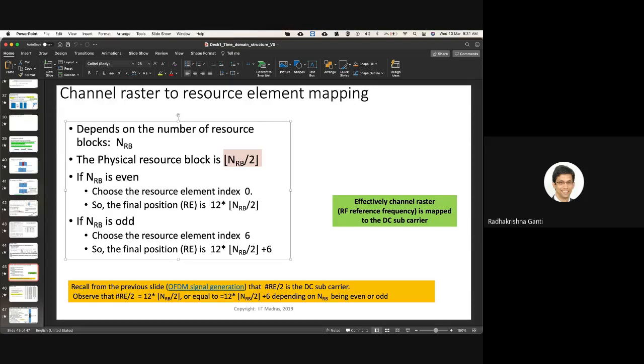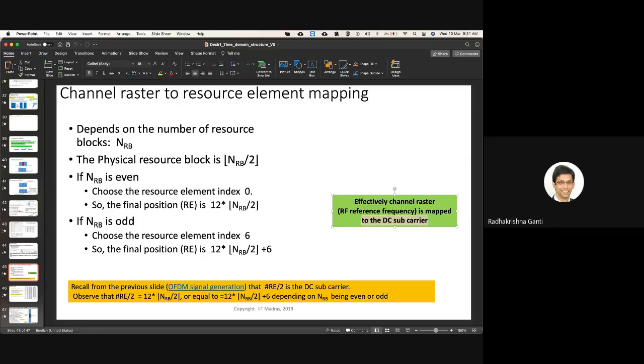272 is... 136, sorry. 136 resource blocks. In the resource block, which resource element is it mapped to? If NRB is even, then it is mapped to 12 into NRB by 2. If NRB is odd, it is mapped to 12 into NRB by 2 plus 6. So effectively, if you think about this calculation, the channel raster is always mapped to the DC subcarrier.